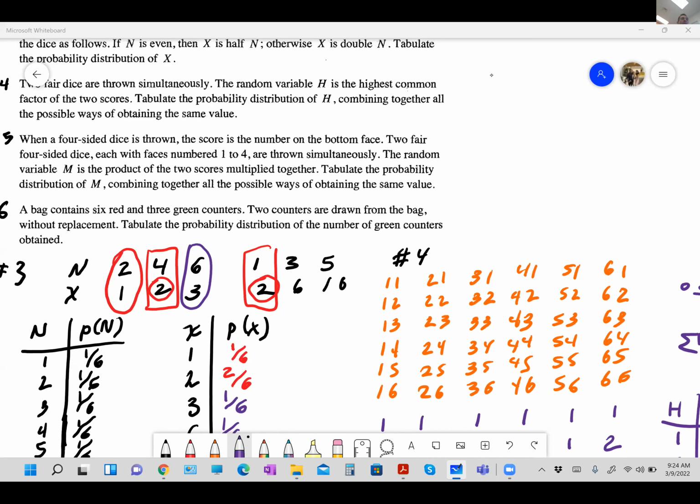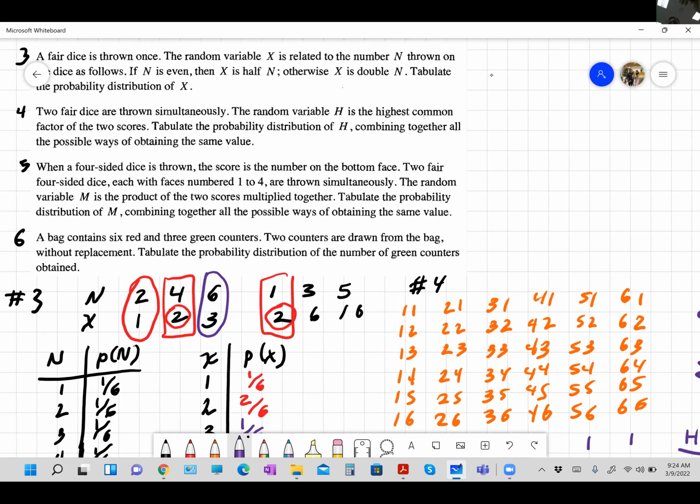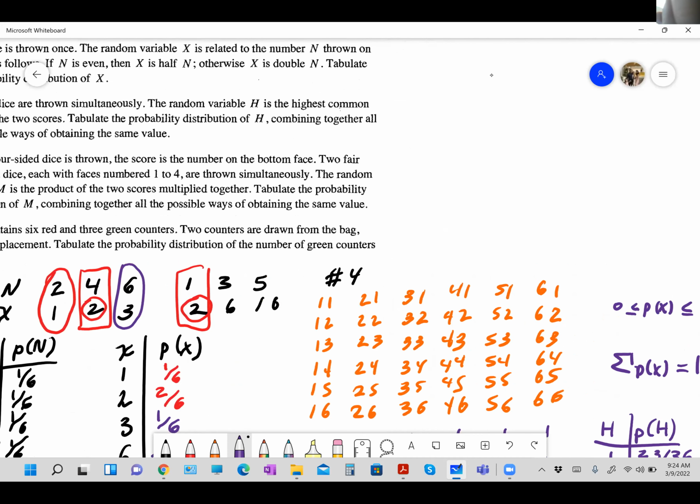All right, so let's go ahead and do number 5. After I'm done with 5 and then 6, we're going to move on to the next part of the section and hopefully do some problems with respect to that. When a four-sided dice is thrown, you're going to get results as follows. I'll write it here, number 5. You can get 1 and 1, a 1 and a 2, a 1 and a 3, a 1 and a 4. Or a 2 and a 1, a 2 and a 2, a 2 and a 3, a 2 and a 4. A 3 and a 1, 3 and 2, 3 and 3, 3 and 4. 4 and 1, 4 and 2, 4 and 3, 4 and 4. Those are the results you can get.